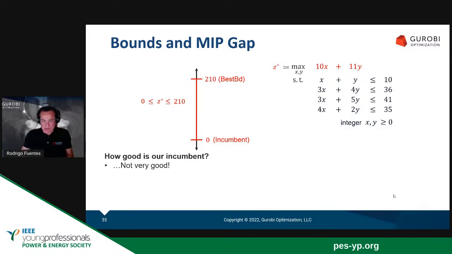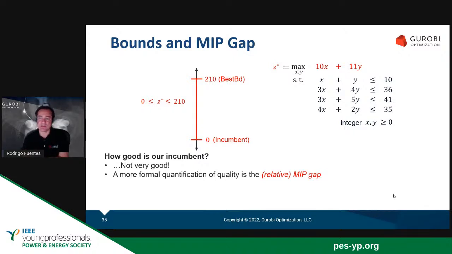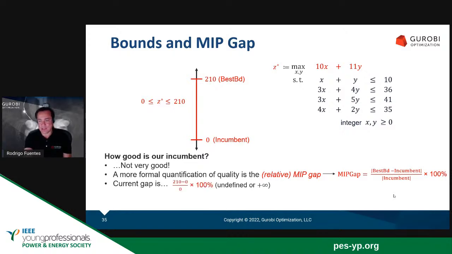A way, and this is something else that you have to become familiar with, a way to quantify how good a solution is given by what you see normally in optimizer logs as the MIP gap. So the MIP gap is a relative difference between the bound and the incumbent. Formally, the MIP gap is defined as the best bound minus the incumbent divided by the incumbent. That relative difference is multiplied by 100 to get a percentage value. In this case, because our incumbent is zero, the current gap is, well, it's infinite. Plus infinite is undefined. And normally our gap is undefined when our incumbent is we haven't really computed one or it's not good at all.